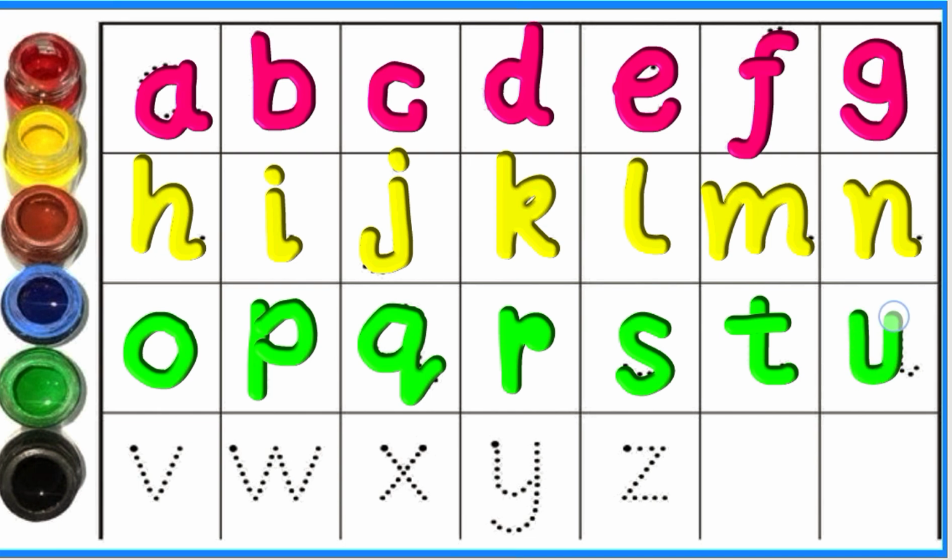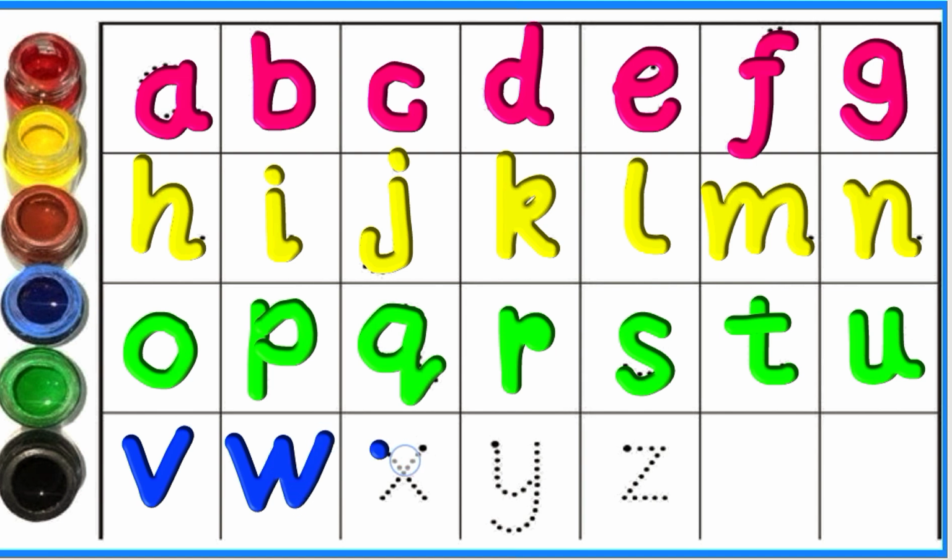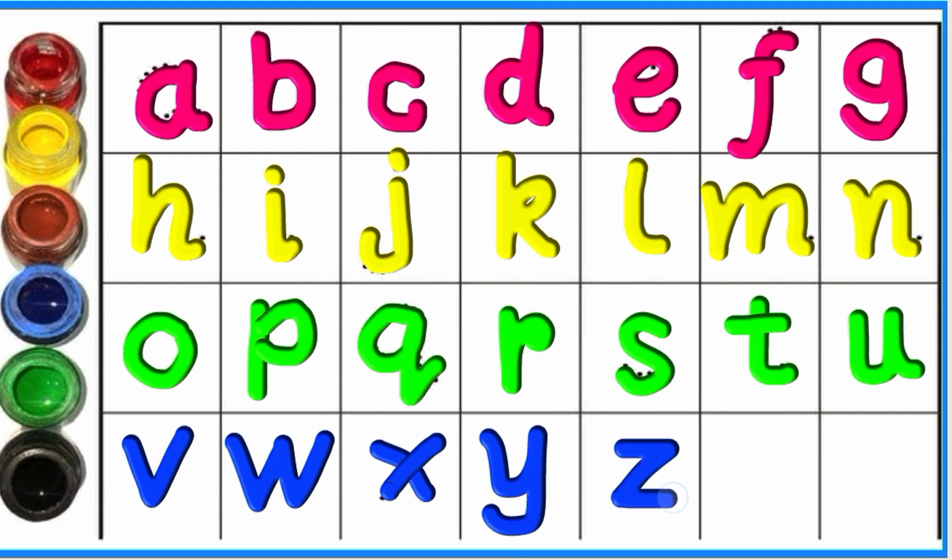U for umbrella. V for van. W for watch. X for X-ray. Y for yak. Z for zebra.